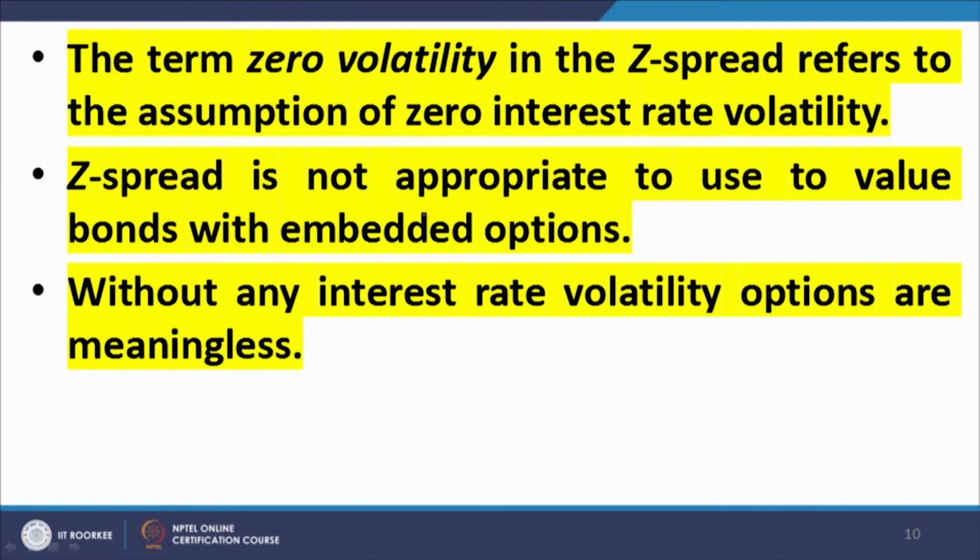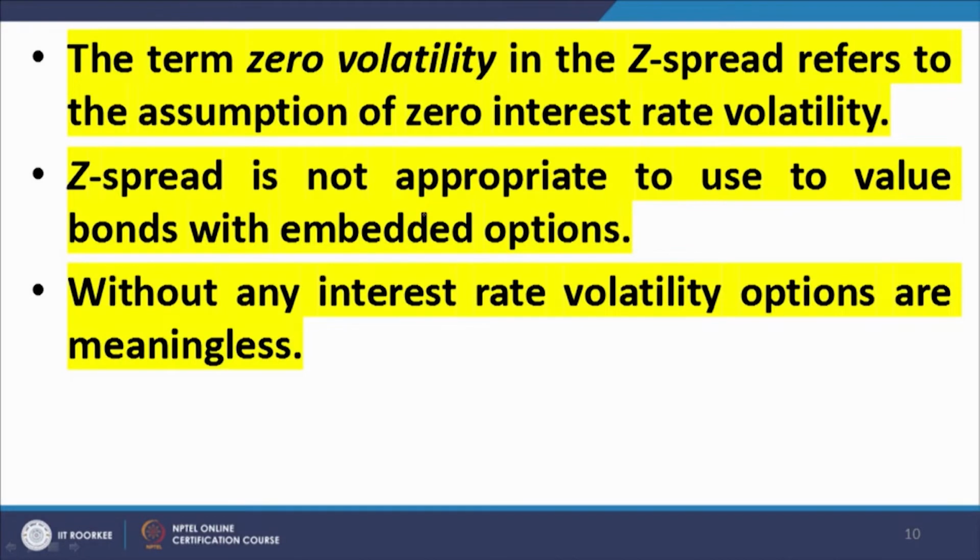Now, the important thing here is, I have been mentioning again and again that the Z spread is not an appropriate measure as far as the riskiness of option embedded bonds is concerned. The OAS is the correct measure of the spread insofar as bonds with embedded options are concerned. Why is that? Let us see.